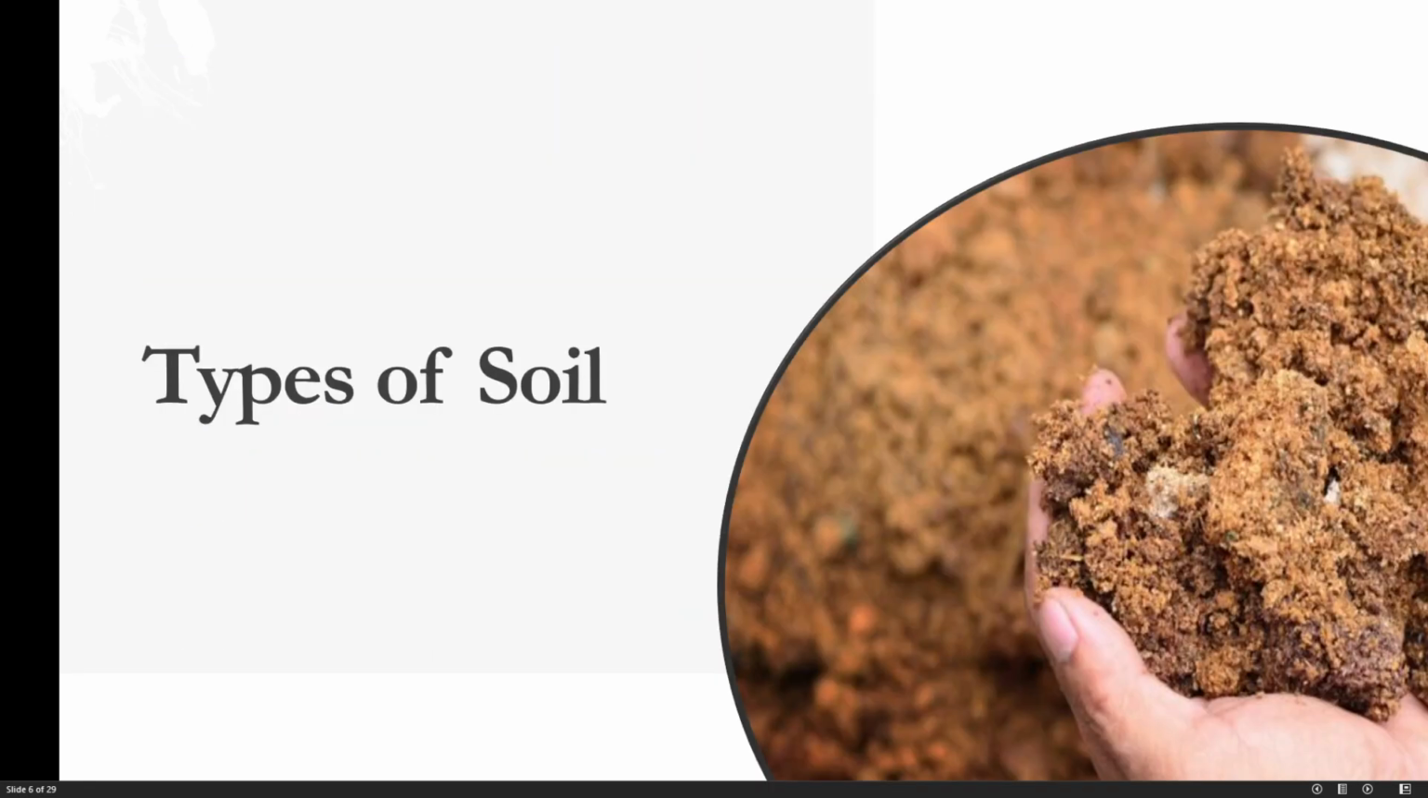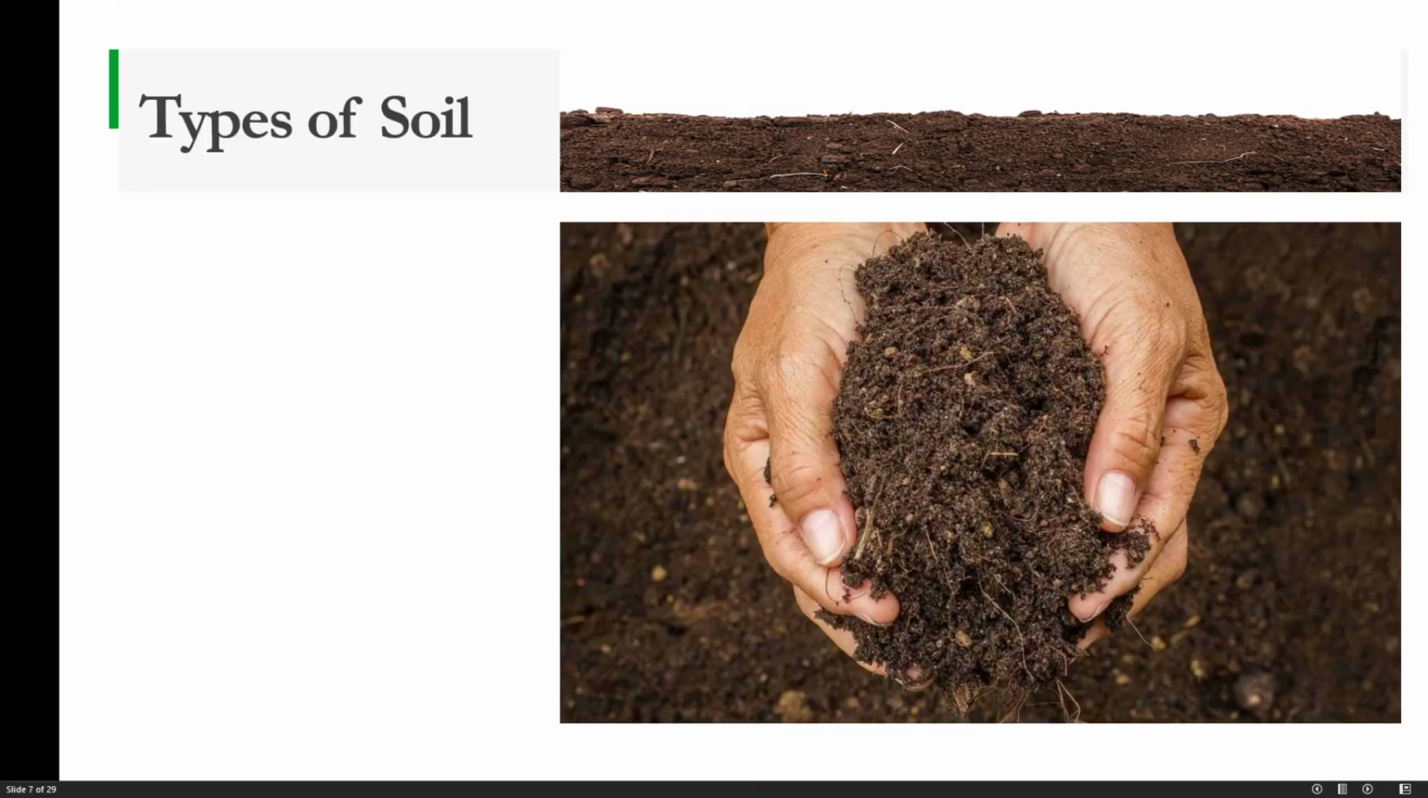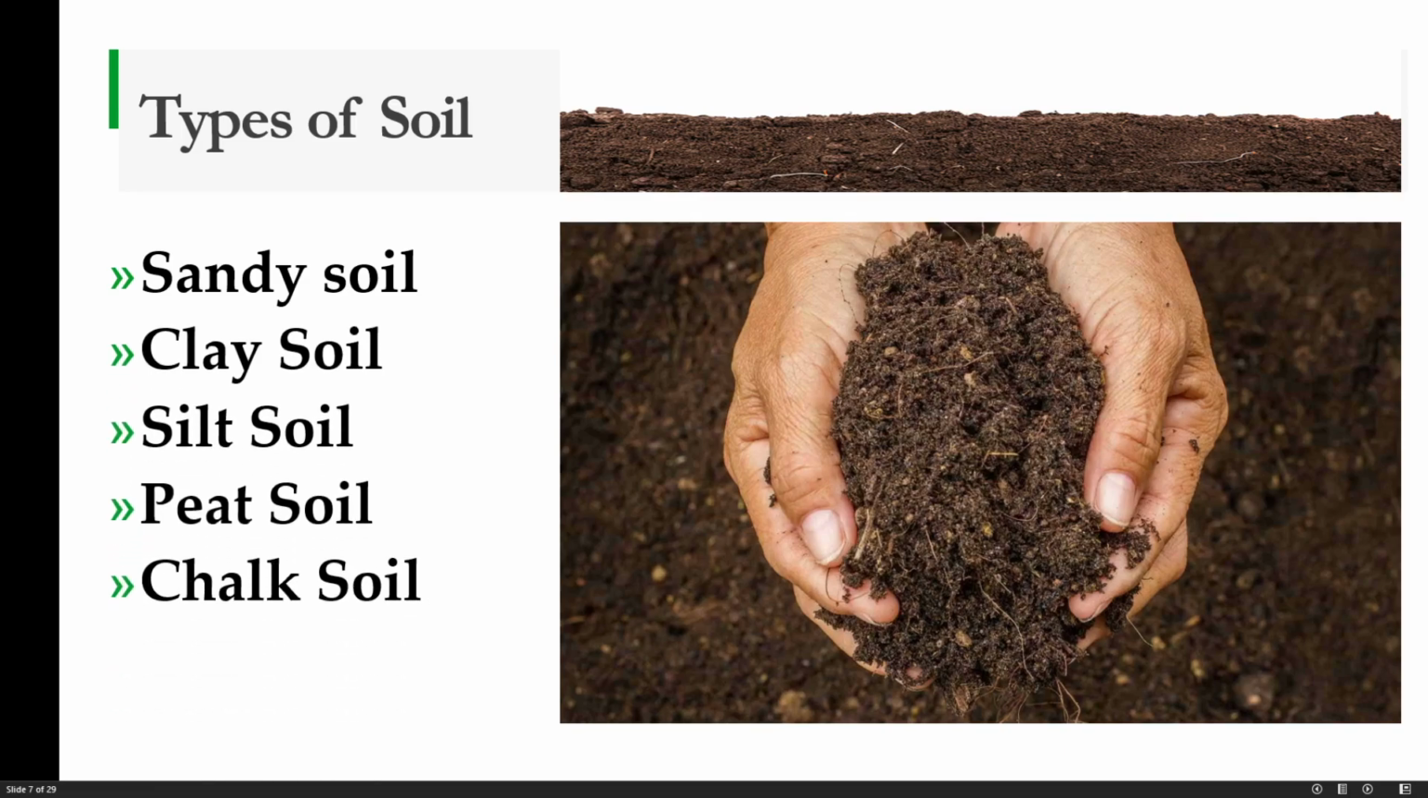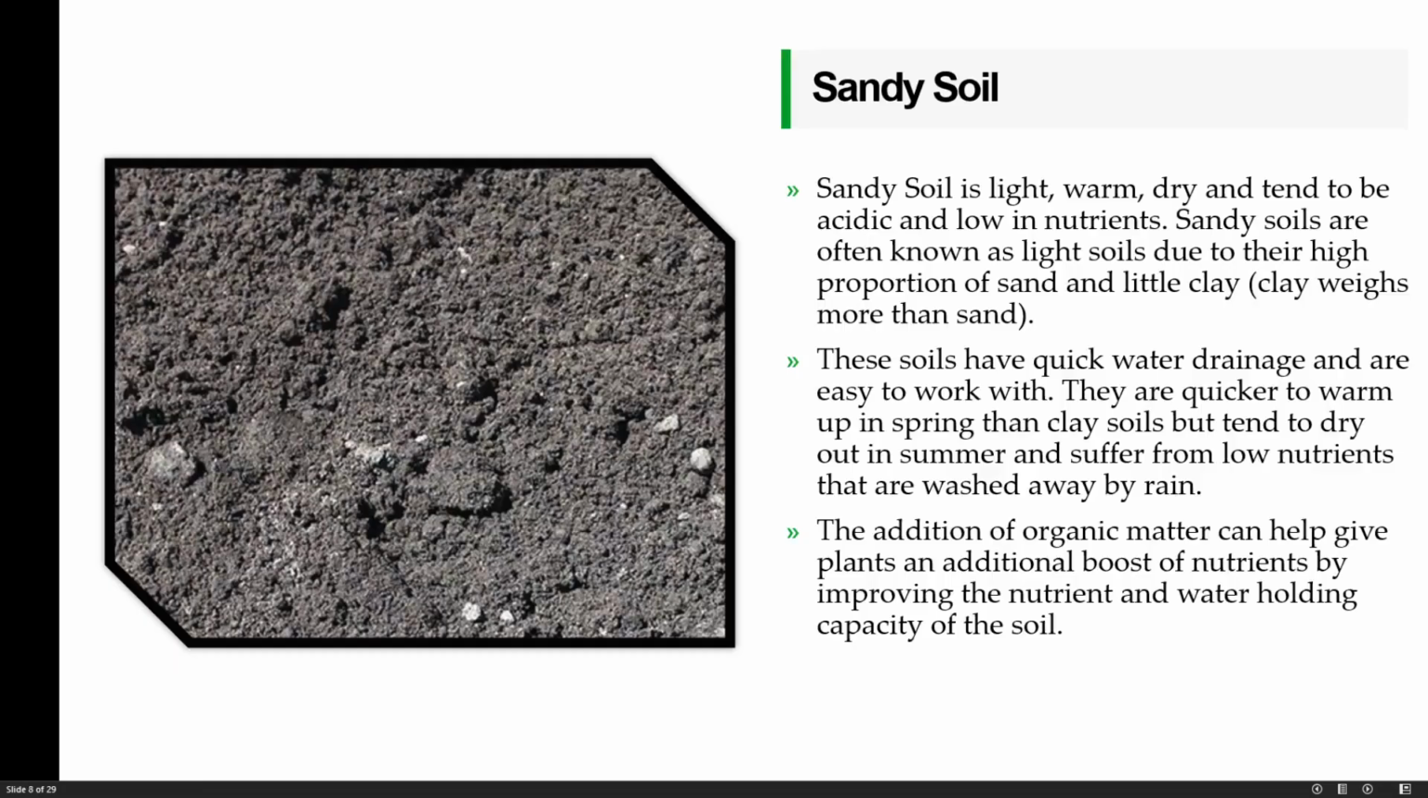Okay? So, there are different types of soil. So, we have the sandy soil, clay soil, silt soil, peat soil, chalk soil, and the loam soil. Okay? So, those are the different examples of soils na pwede natin gamitin pag magtatanim tayo. Sandy soil. So, sandy soil is light, warm, and dry.